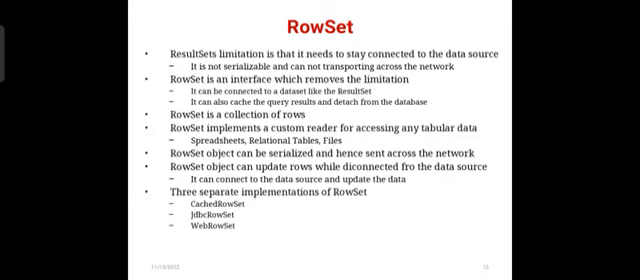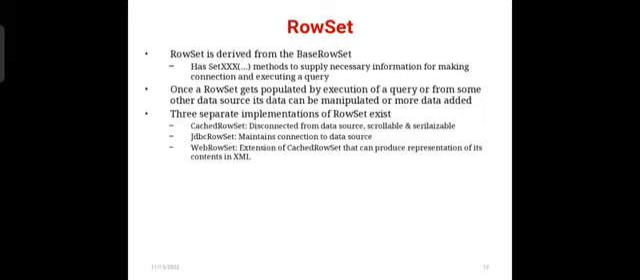And next, a RowSet object can be serializable when you send it across the network. If you are sending any database or data between two systems, client and server, then we can use this RowSet object. It can also update the rows while disconnected from the data source. And we use these: RowSet command, CachedRowSet, JdbcRowSet, WebRowSet.